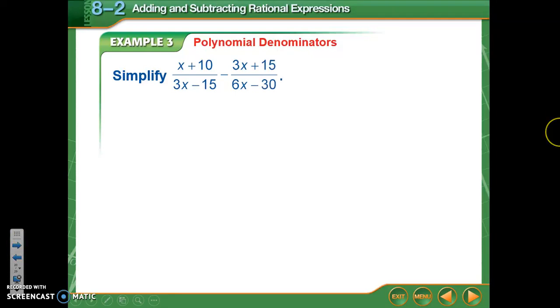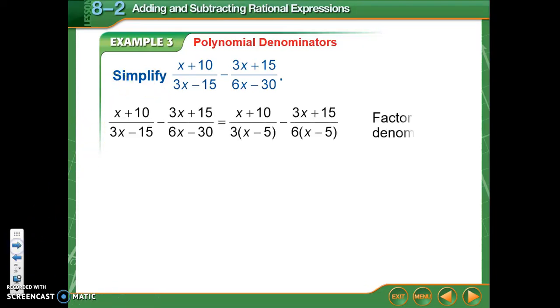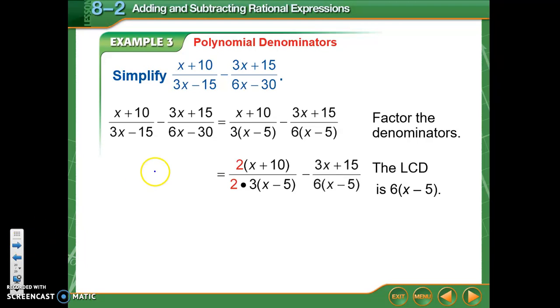Okay, so let's see how this works when I have denominators that are not monomials. Again, I'm going to have to factor each denominator first to see what they have in common and what I need to include in my least common denominator. So 3x minus 15, I factor out a GCF of 3. 6x minus 30, I factor out a GCF of 6. That means that my least common denominator is going to be 6 times x minus 5.